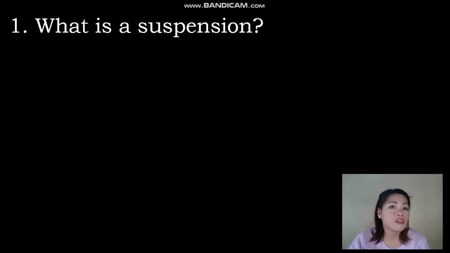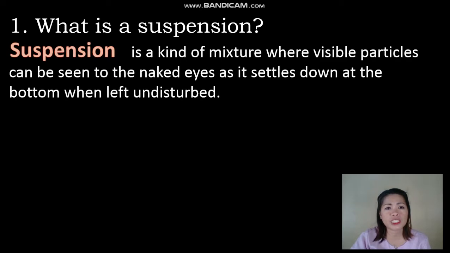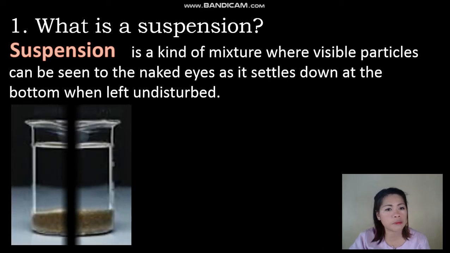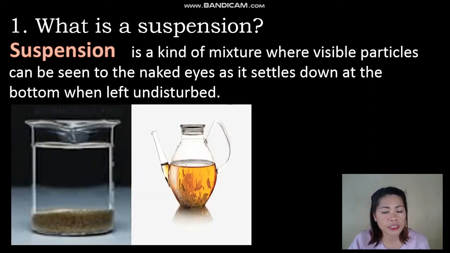First one, what is a suspension? A suspension is a kind of mixture where visible particles can be seen with the naked eyes as they settle down at the bottom when left undisturbed, just like the water with sand, and also the tea leaves in the bottle of tea, wherein the sand settles down, and also the leaves settle down.